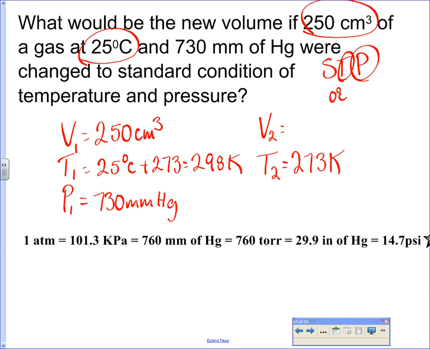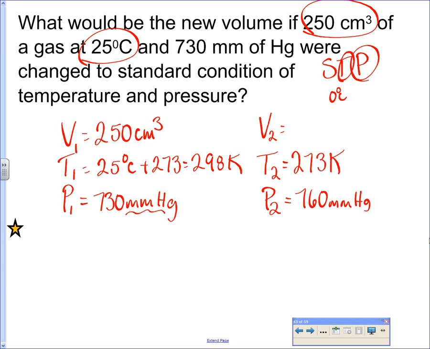They all equal the same value; they just have different units. So which unit do I want to use? I'm going to choose one that's going to make my life easier. I look and I see my original pressure is in millimeters of mercury, so I might as well make my new pressure, the standard pressure, also in millimeters of mercury. So I'm going to choose 760 millimeters of mercury. Now I have pretty much everything I need.